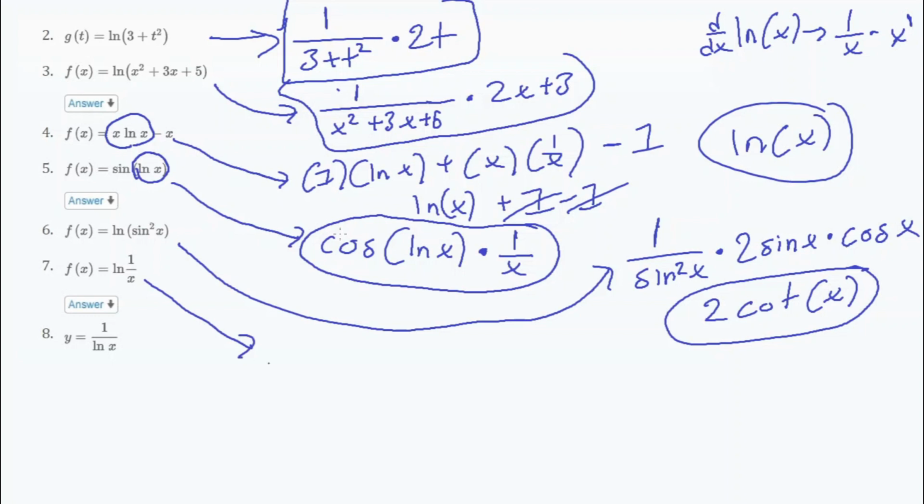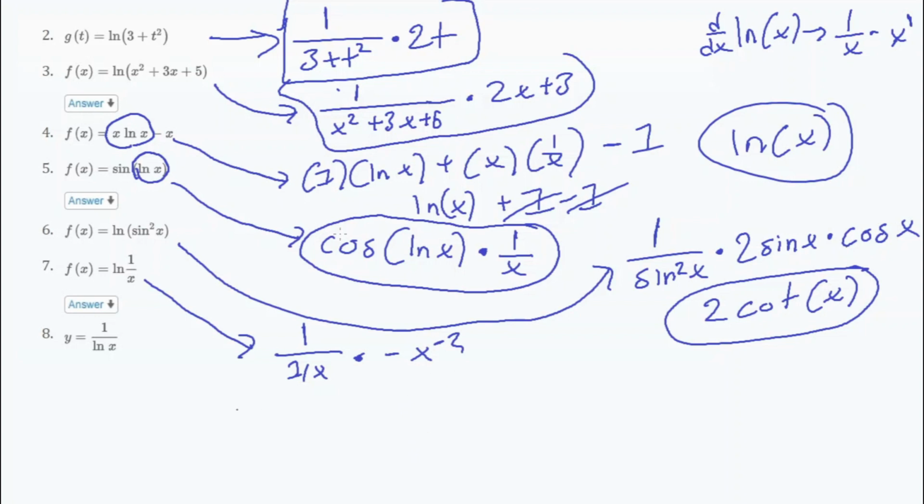And now let's take a look at number 7. Number 7 is ln of 1 over x. So this is sort of an inverse. We're going to have 1 over x multiplied by the derivative of 1 over x, which is x to the negative 1 power. So we're going to have negative x to the negative second power. That's the derivative of x to the negative 1 power.